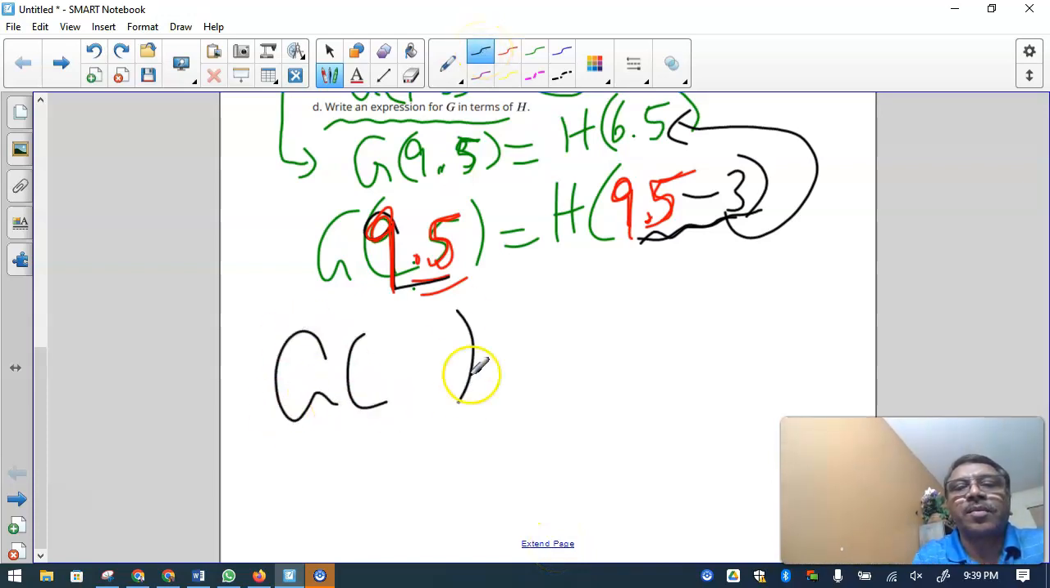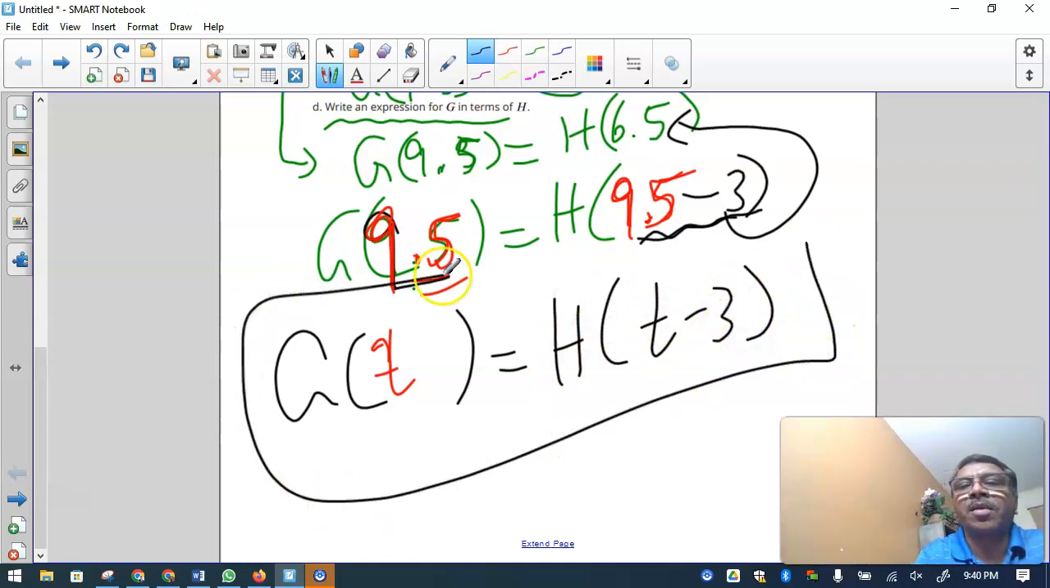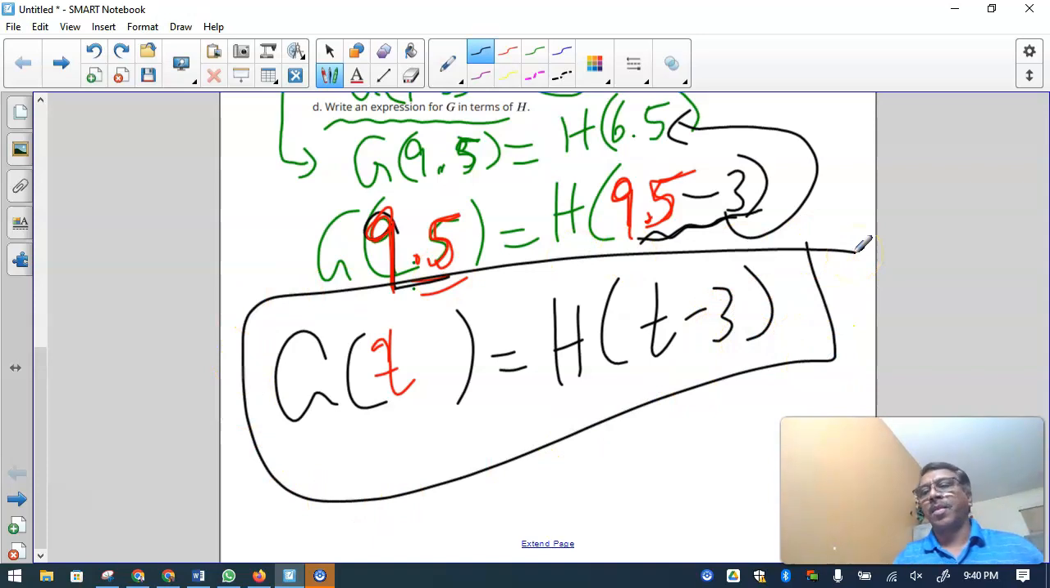So G of T, at any time T after midnight, is the same as the temperature of the room 3 hours later, which is the same as H, the temperature 3 hours before. That means H of T minus 3. And that's the formula, which is very important. I hope that helps. Let's go to the next one.